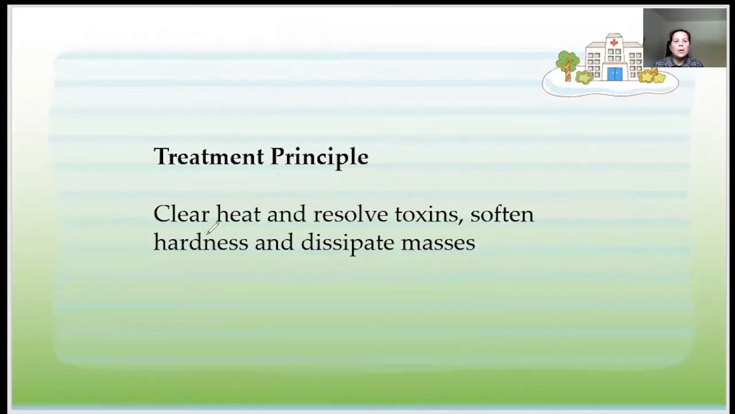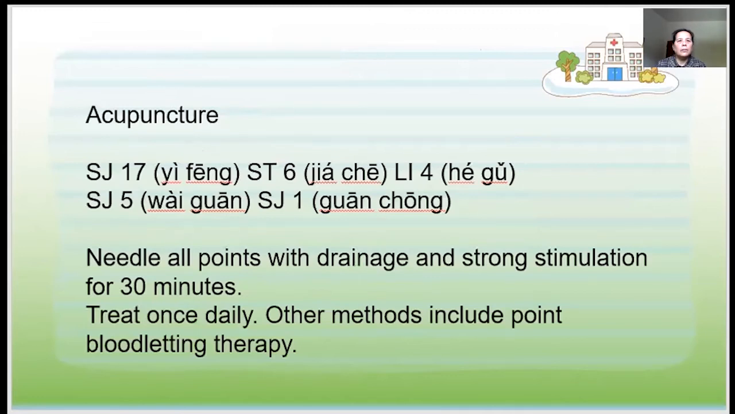For the treatment principle, we need to clear heat, the severe kind of heat, that's the toxin. And the glands are swollen and hard, so we need to soften the hardness and disperse the swelling. For this one we can use acupuncture. It's a kind of severe condition.